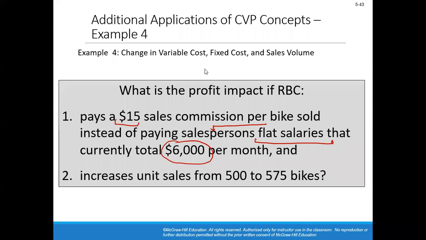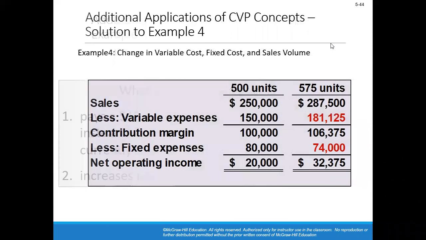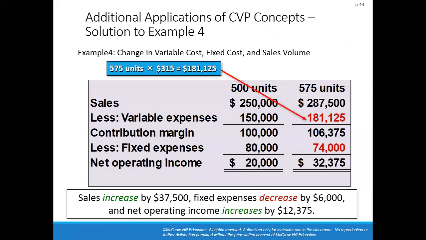As a salesperson, you may not like the variable sales commission, you like the fixed sales commission, right? But if you are a motivated person, you have the capacity to increase sales volume, you love to get the reward, you would like to have variable sales commission. Okay, let's see what is expected to happen.